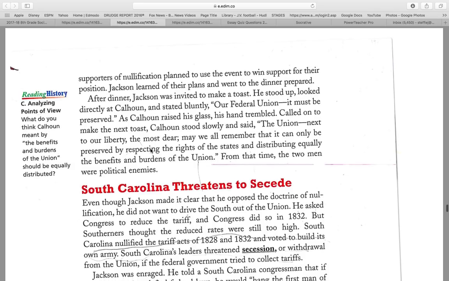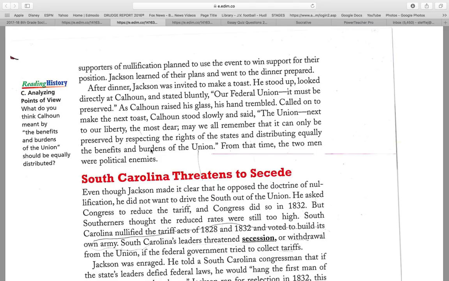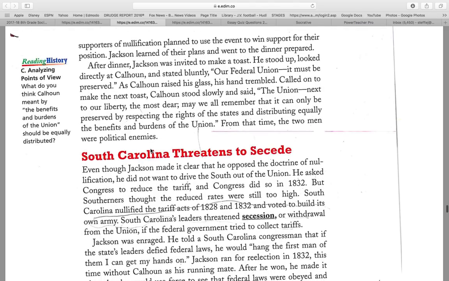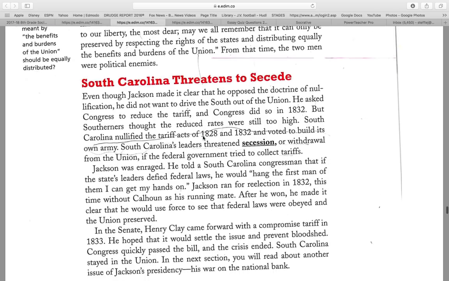As Calhoun raised his glass, his hand trembled. Called on to make the next toast, Calhoun stood slowly and said, "The Union, next to our liberty, the most dear. May we all remember, the only way it can be preserved is by respecting the rights of the states and distributing equally the benefits and burdens of the Union." From that time, the two men were political enemies.